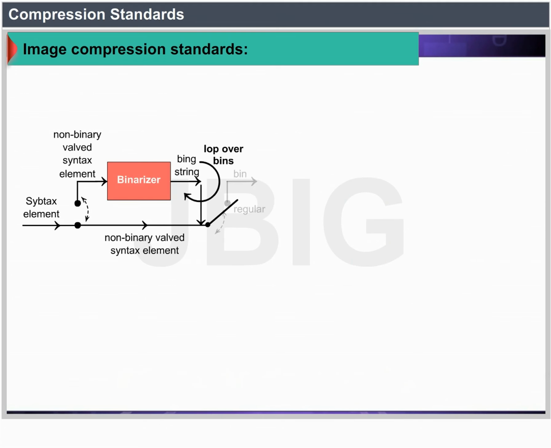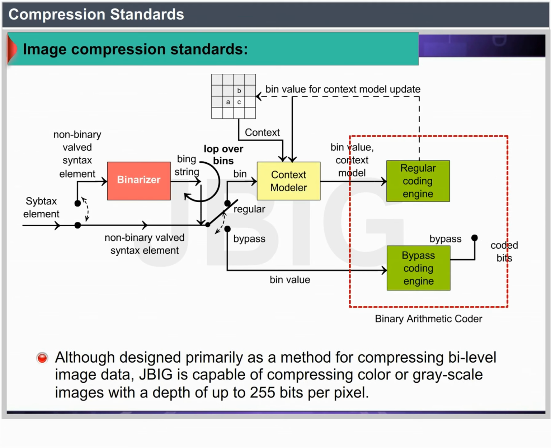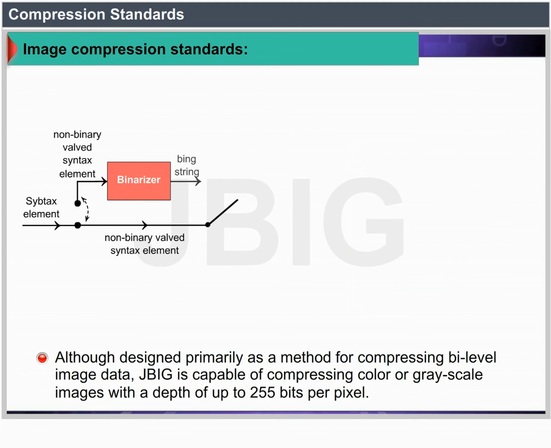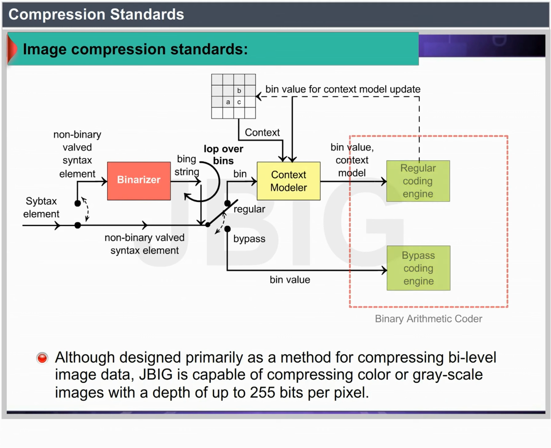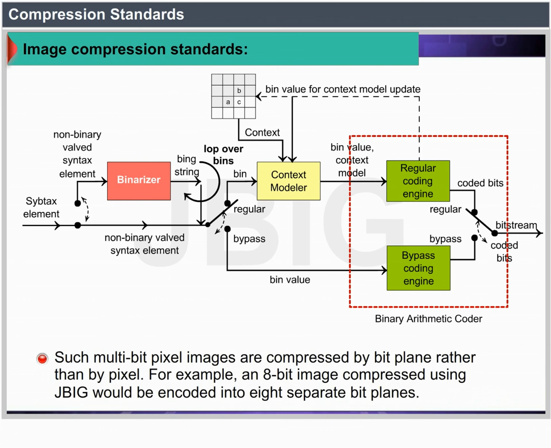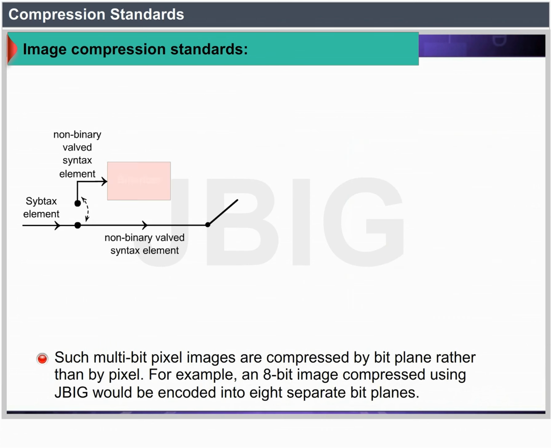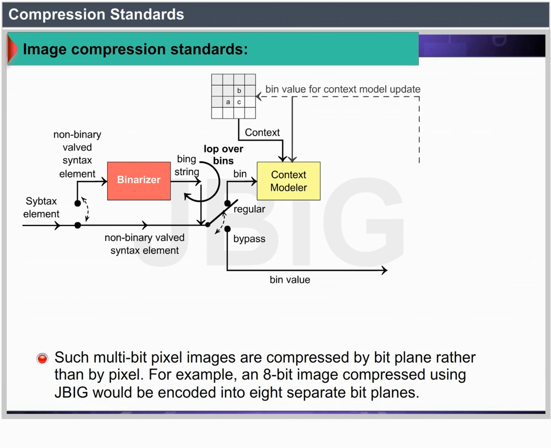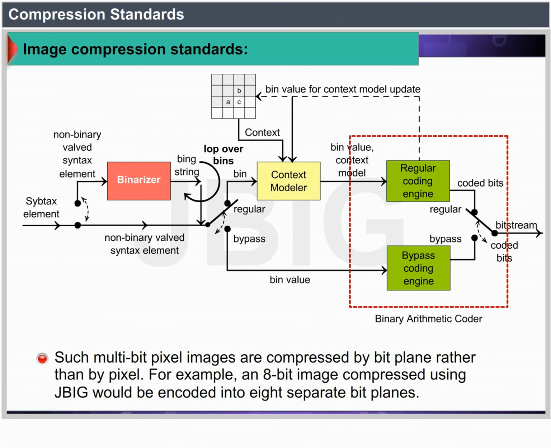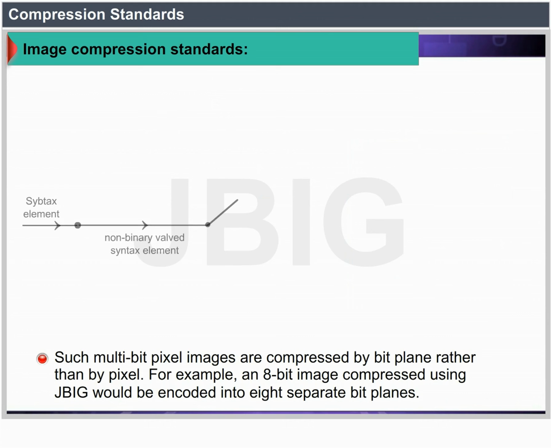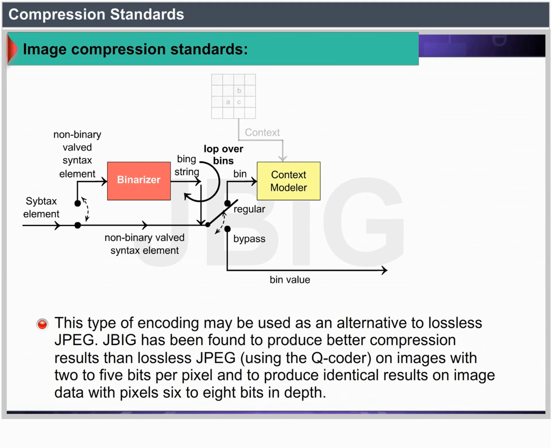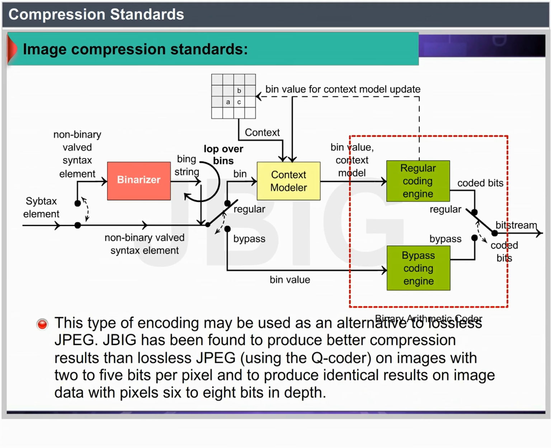Although designed primarily as a method for compressing bilevel image data, JBIG is capable of compressing color or grayscale images with a depth of up to 255 bits per pixel. Such multi-bit pixel images are compressed by bit plane rather than by pixel. For example, an 8-bit image compressed using JBIG would be encoded into 8 separable bit planes. This type of encoding may be used as an alternative to lossless JPEG.